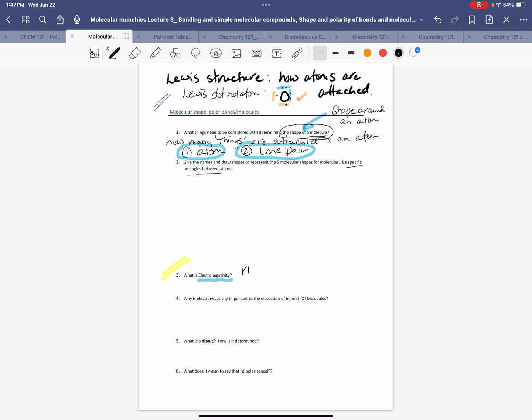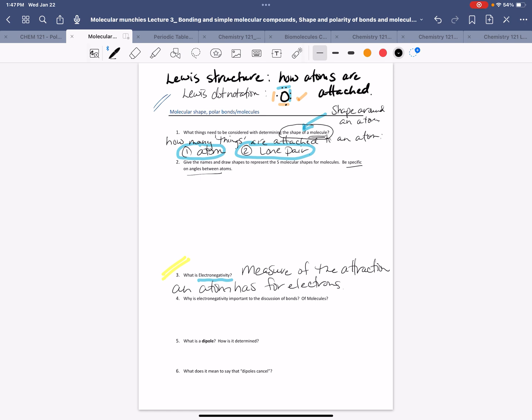Electronegativity is a measure of the attraction an atom has for electrons. So it may or may not make sense to you in terms of the attraction atoms have for electrons.